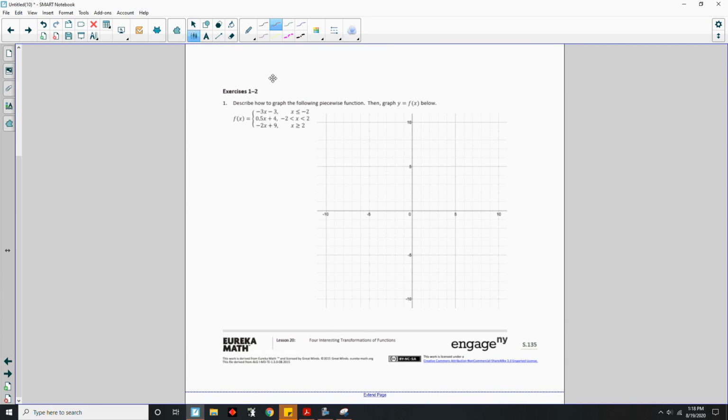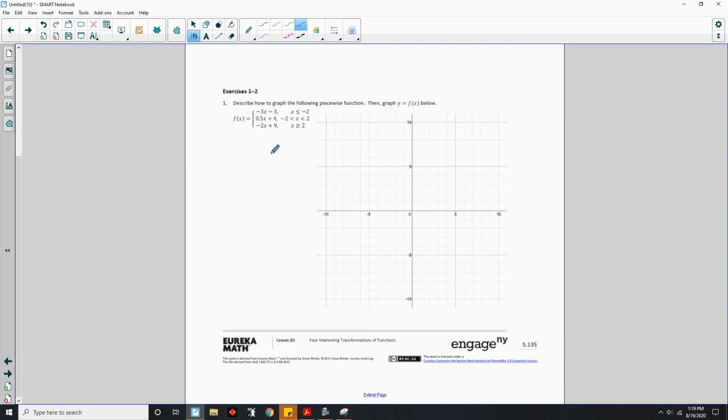Okay, here we go. Describe how to graph the following piecewise function. Then graph y equals f of x below. Okay, so this function has 3 different pieces. So you would graph this linear equation with the y-intercept of -3 and the slope of -3 for all values less than or equal to -2. And then we would graph 0.5x plus 4, which is the line with a slope of 1/2 and a y-intercept of 4 for all values between -2 and 2. And then finally you would graph all the points that are greater than 2 for the function -2x plus 9.